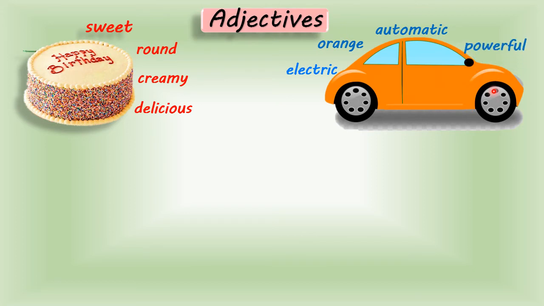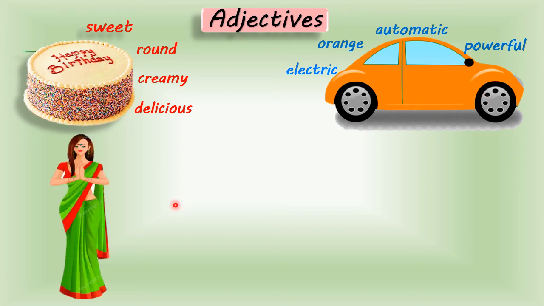Yes. What is the next word? Powerful. That means this car is really powerful. Power window, power steering. Yes. So powerful, automatic, orange, electric. These are the words that we use to describe this car. These are the adjectives that help us to know about this car.